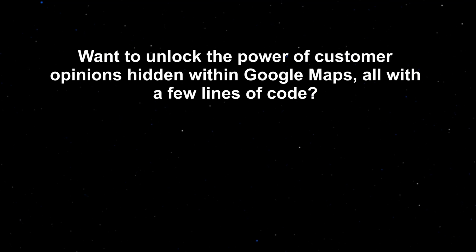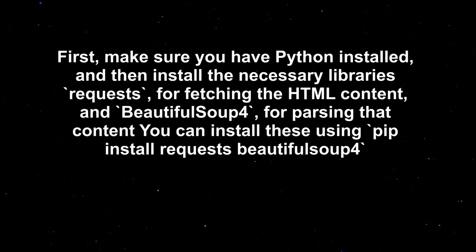Want to unlock the power of customer opinions hidden within Google Maps, all with a few lines of code? First, make sure you have Python installed, and then install the necessary libraries: requests for fetching the HTML content, and BeautifulSoup for parsing the content. You can install these using pip install requests BeautifulSoup.